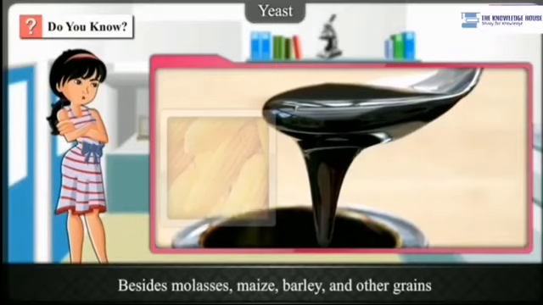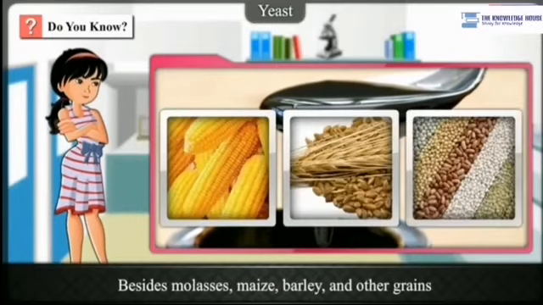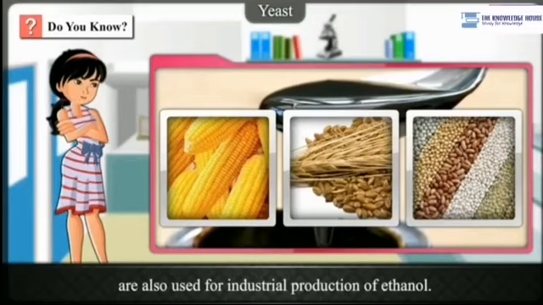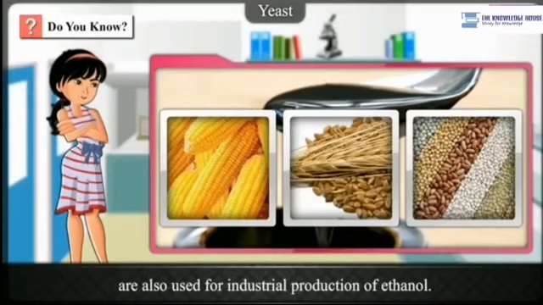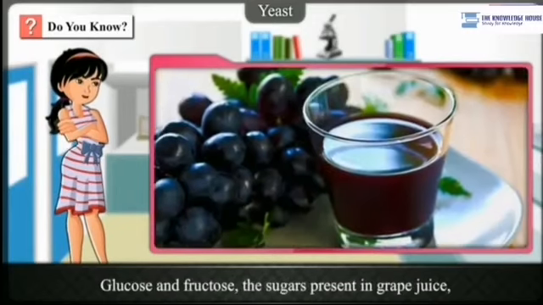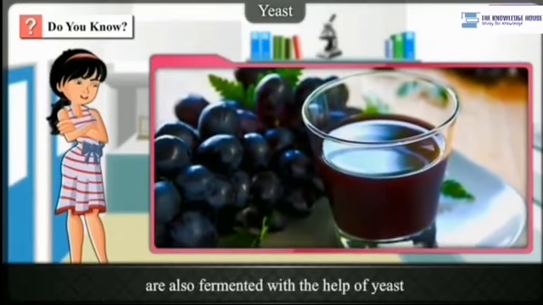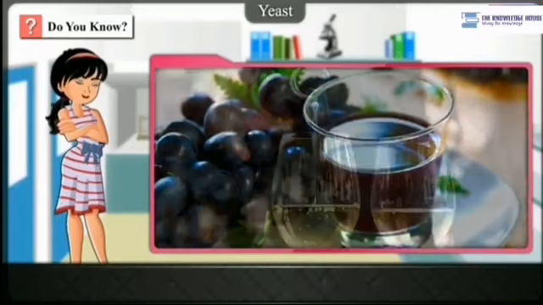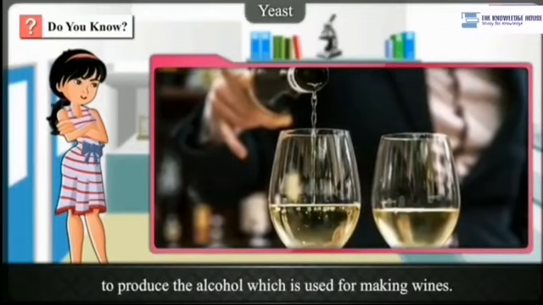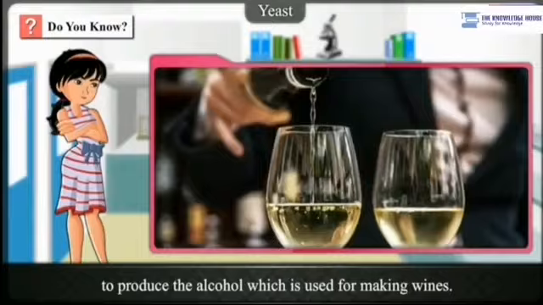Besides molasses, maize, barley, and other grains are also used for industrial production of ethanol. Glucose and fructose, the sugars present in grape juice, are also fermented with the help of yeast to produce the alcohol which is used for making wines.